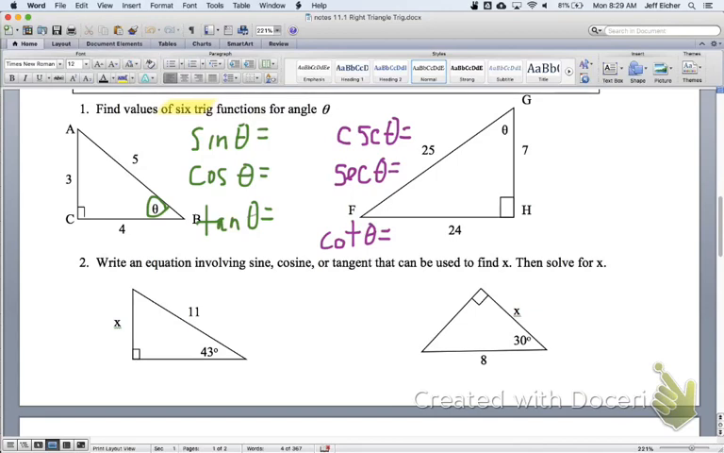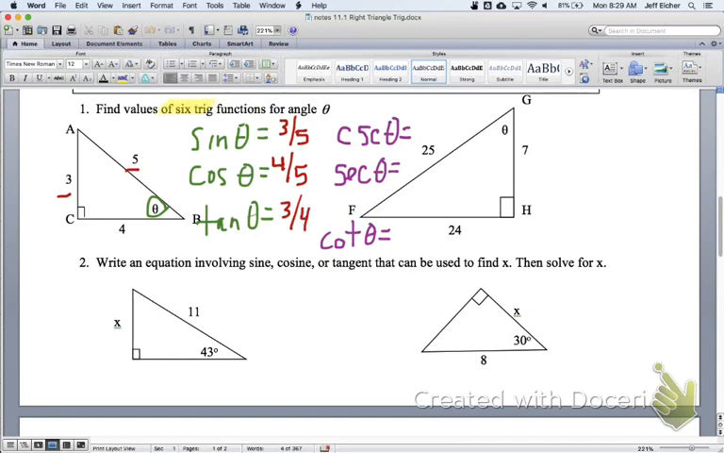Sine theta is opposite over hypotenuse, so that would be 3/5, and that's it. We're just getting used to writing them, not solving anything. Cosine theta would be 4/5. Tangent theta would be 3/4, opposite over adjacent.